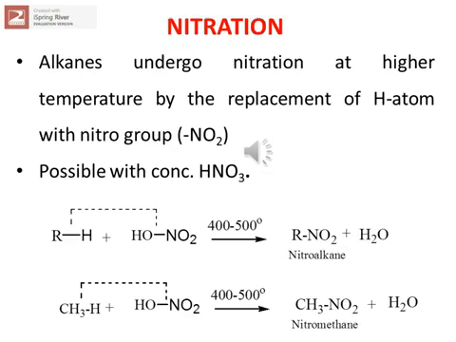When alkanes are heated with concentrated nitric acid at elevated temperature, the hydrogens of the alkanes are replaced or substituted with a nitro group. This is called the nitration of alkanes. The nitration of alkanes produces nitroalkanes. For example, when methane is heated with concentrated nitric acid at 400 to 500 degrees centigrade, nitromethane is formed. So nitration is also a substitution reaction.